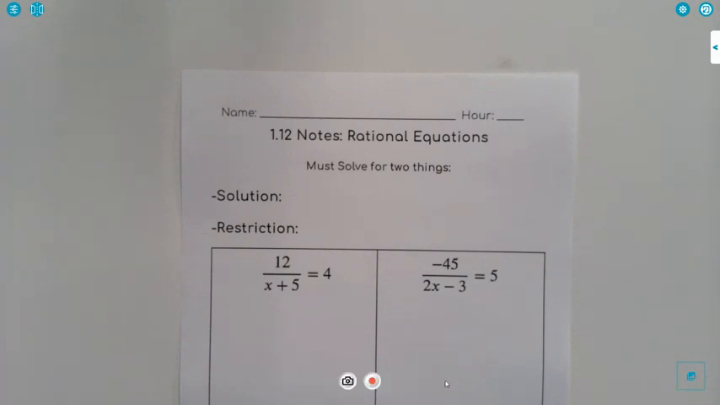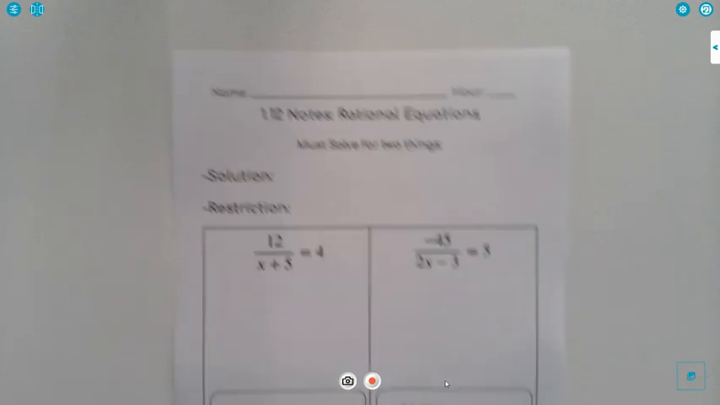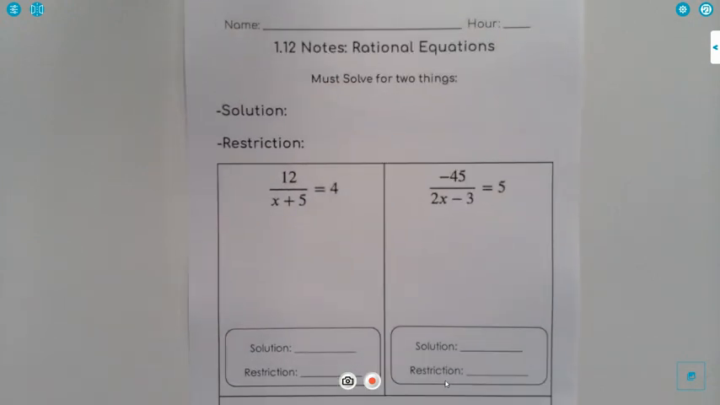Okay, so we cannot divide by 0. That's what we just discussed. Look at my equations on this note sheet. Where are my x's? They're in the bottom of fractions. So because my x's are in the bottoms of fractions, I have to do an extra step to make sure that I am not dividing by 0.